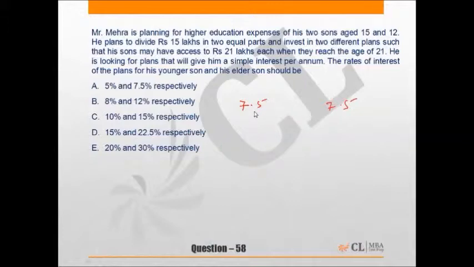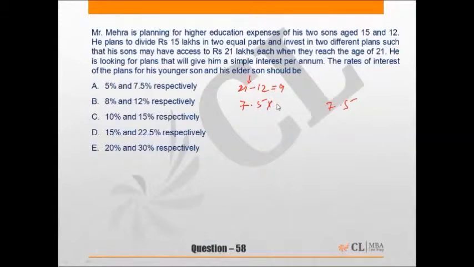such that his sons may receive rupees 21 lakhs each when they reach the age of 21. He is looking for plans that will give him simple interest per annum. The rates of interest of the plan for his younger son and that for his older son should be, so the amount that is invested for the younger son is 7.5 and it is for the period 21 minus 12, which is 9.